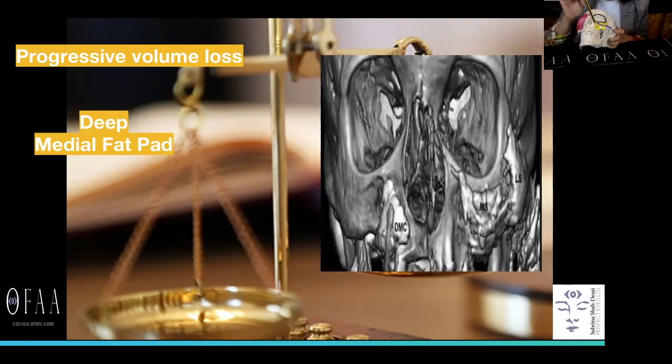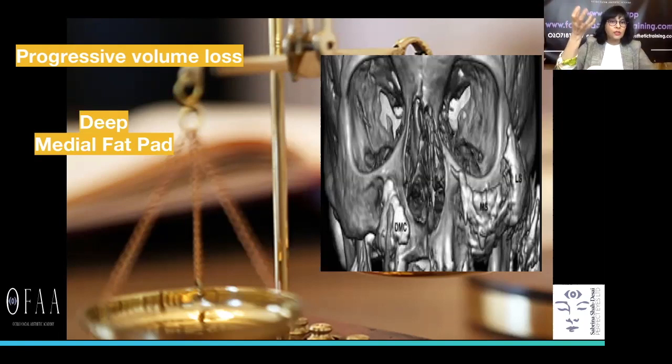Interestingly, it is the deep medial fat pad, the medial Trough, and the lateral Trough where we actually primarily are injecting deep on the bone to give structural support and to improve the tear trough. So when we inject the deep medial cheek fat pad, we are giving an indirect support to the tear trough, an indirect correction to the tear trough. And when we inject the Trough, we're now treating the palpebral malar groove directly.